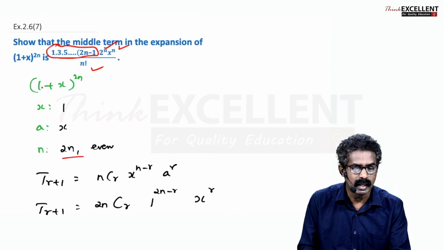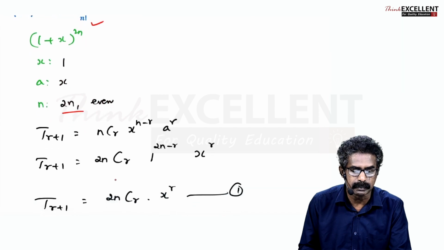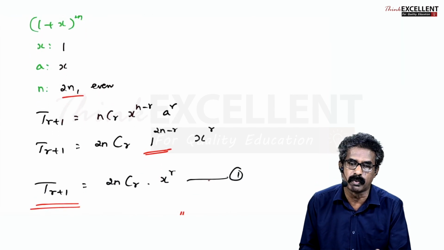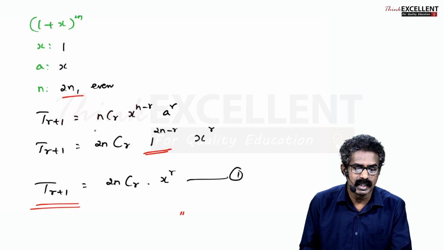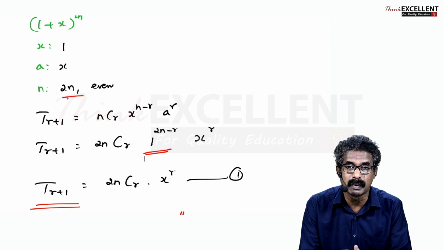Look again. Compare with the standard form X plus A raised to N. Write the general form. Substitute. 1 raised to any number is 1. Leave it. Okay, you get equation number 1. We want the middle term. Here N is even, so there is only one middle term. What is the position? N by 2 plus 1th term.